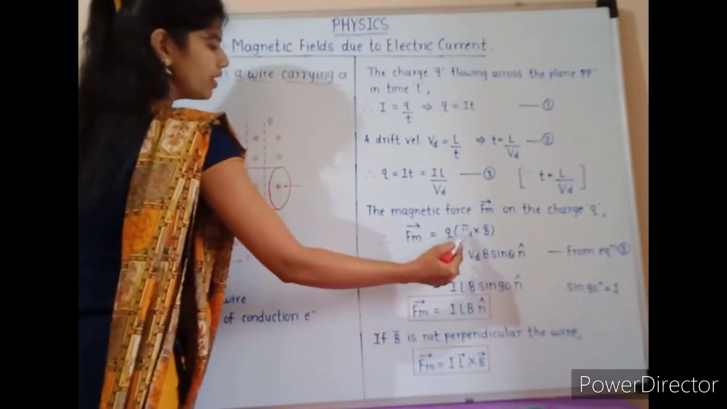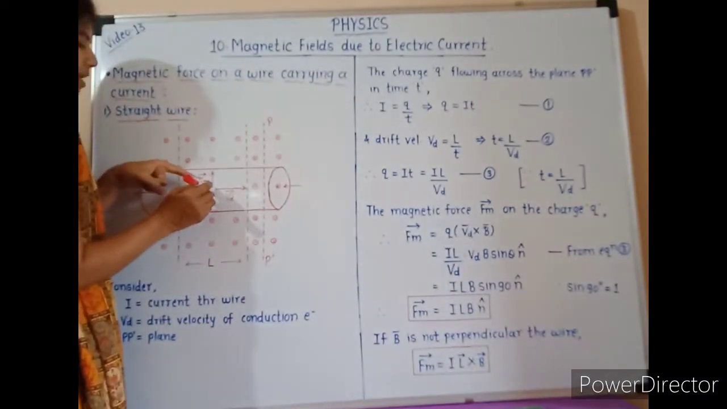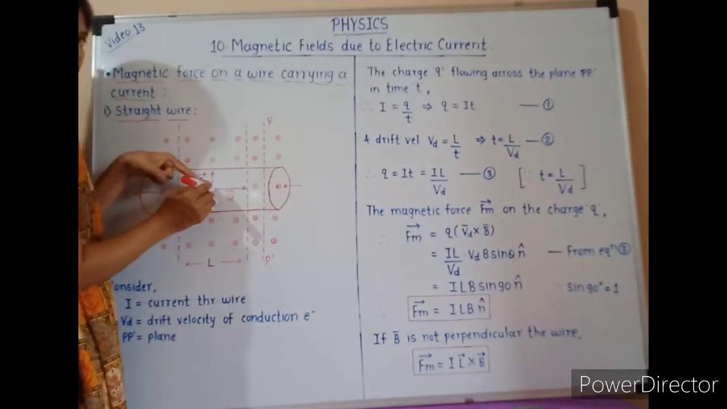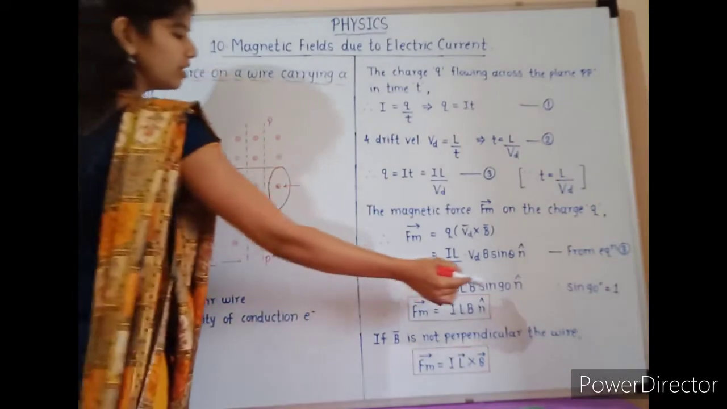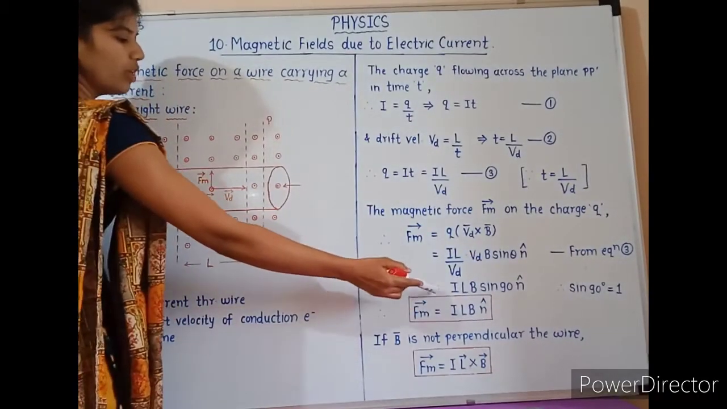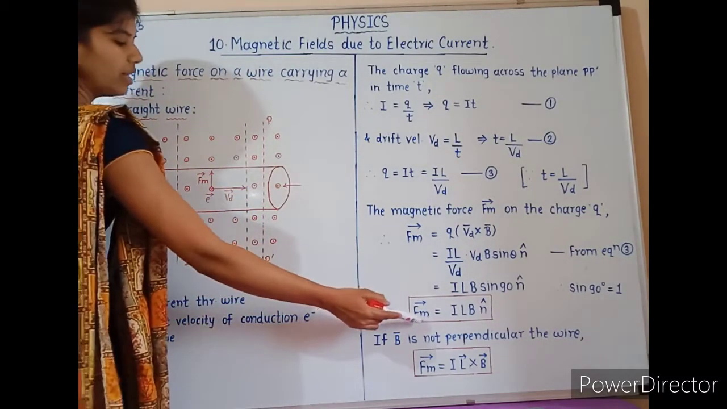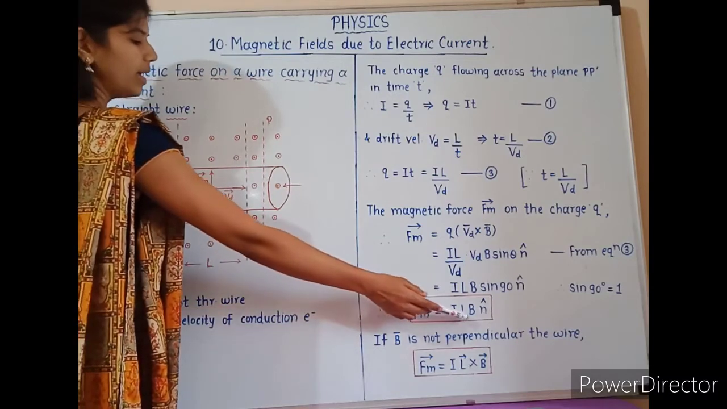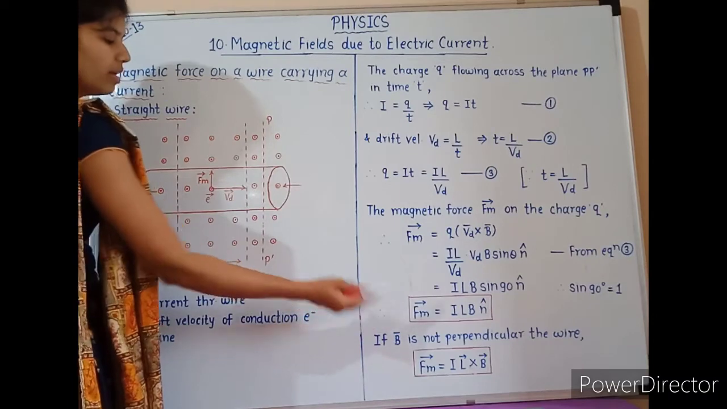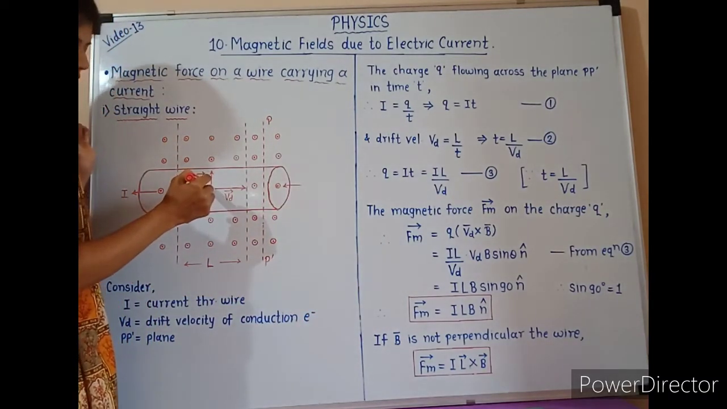Now the angle between magnetic field B bar and the drift velocity Vd is 90 degrees. Hence here theta is equal to 90 and sin 90 is equal to 1. So we get I L B into n cap. Fm bar, that is magnetic force, is equal to I L B into n cap. But this is the magnetic force when this magnetic field is perpendicular to this wire or the drift velocity.